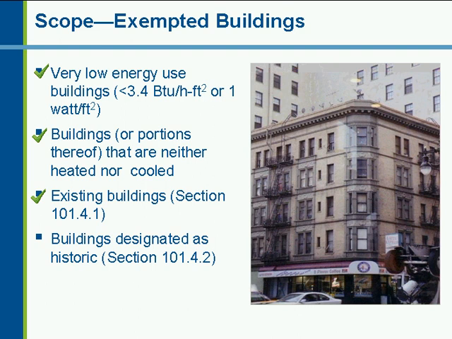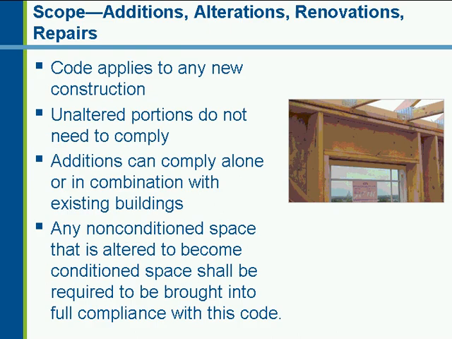And finally, there are some allowances for historic buildings so that you don't have to modify the historical aesthetic aspects of the building to match this code. With regard to additions and alterations, renovations, this code applies to any new construction that goes in on the home, but it is not required that you bring the rest of the home up to the requirements of the code when you alter another portion of it.